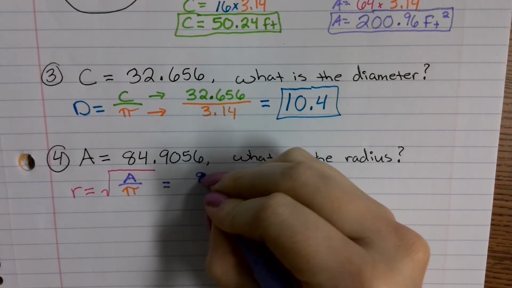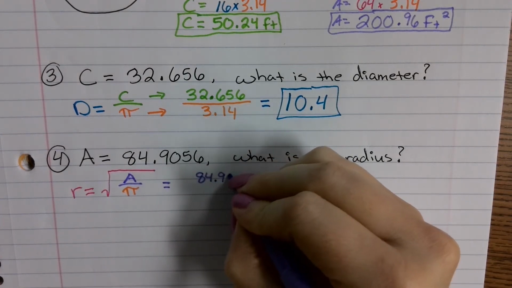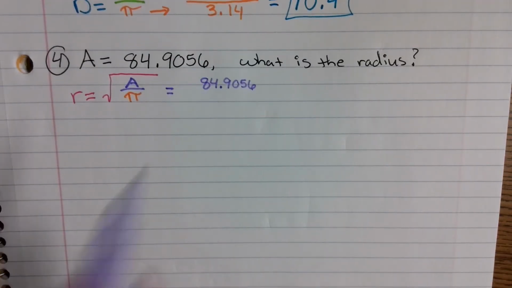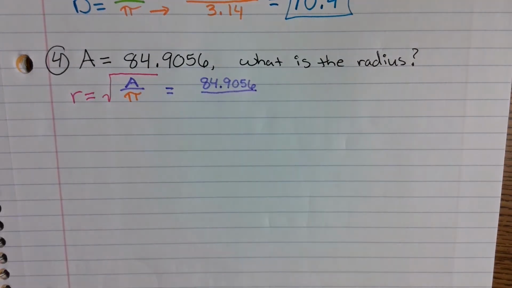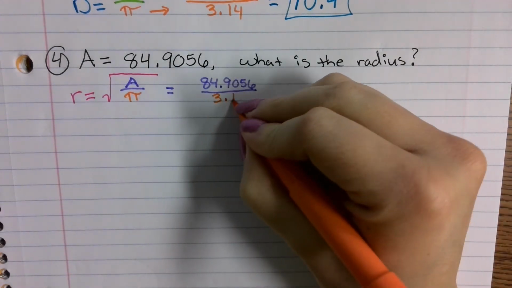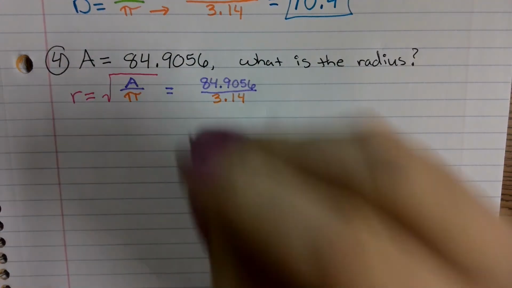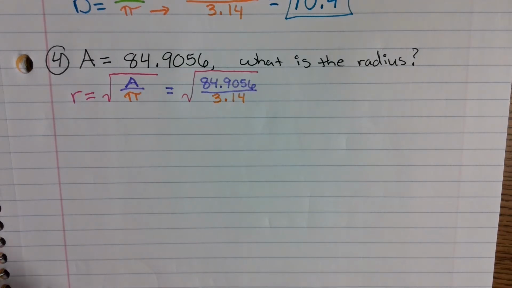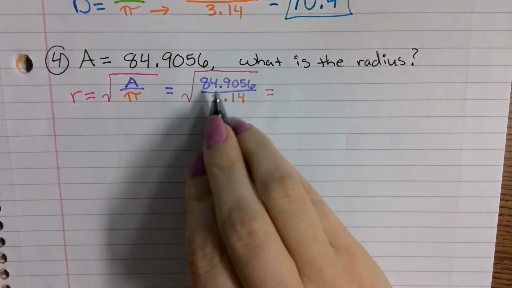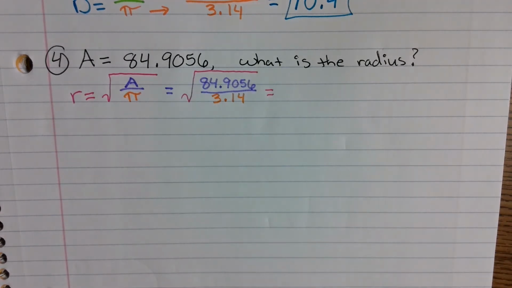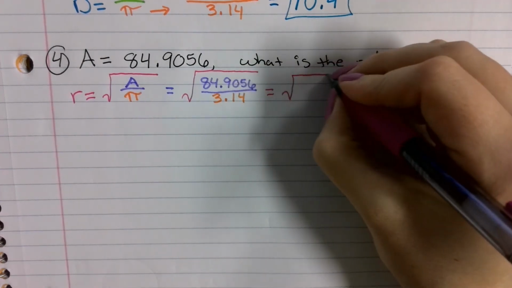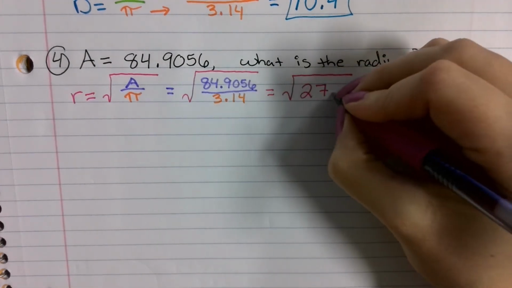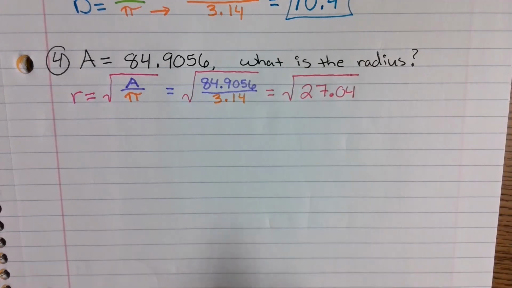So we have to take 84.9056 and divide it by 3.14 before we take the square root. So who can tell me what is 84.9056 divided by 3.14? What is that going to give us? Alex? 27.04. So when you divide those, you get 27.04.